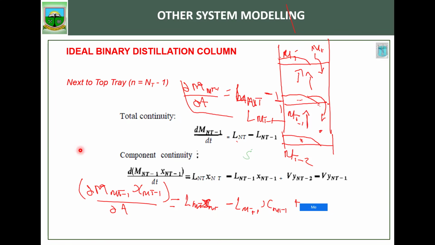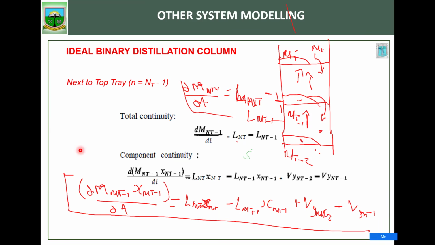But there's vapor coming in here from the bottom, which is NT minus 2. It's going to be vapor NT minus 2. That's the lighter component, right? Minus what is leaving that tray, VY NT minus 1. That's the component balance for it.